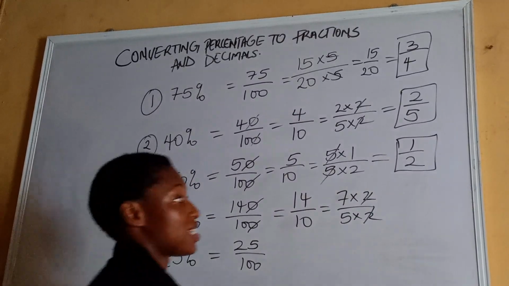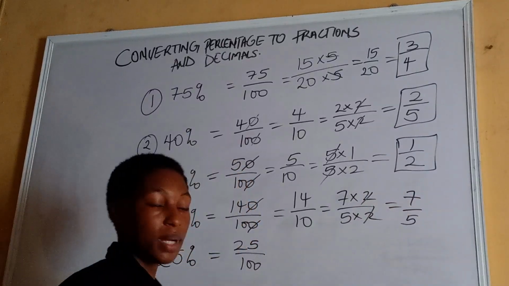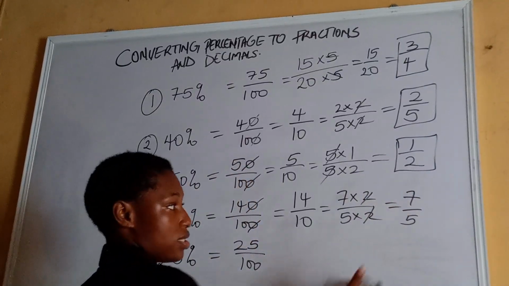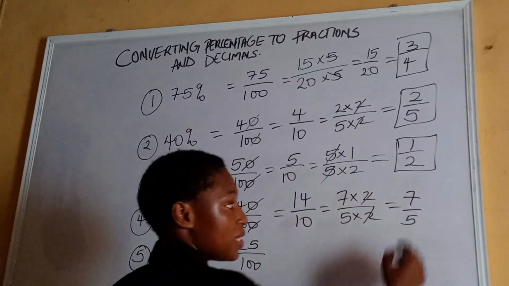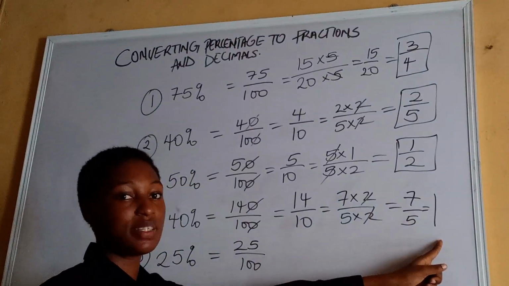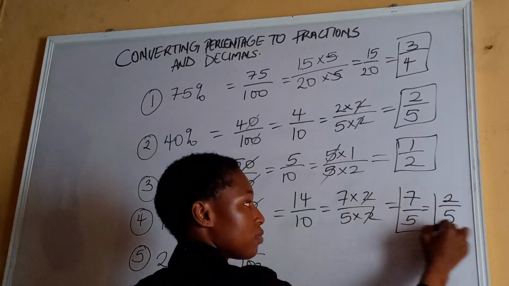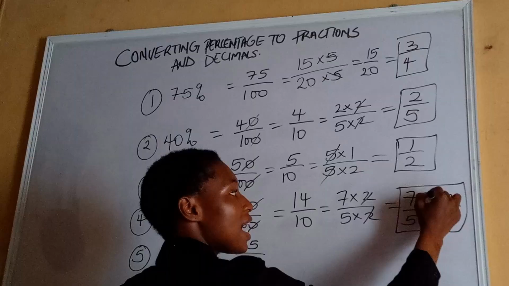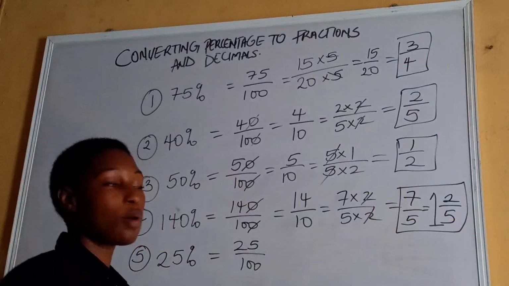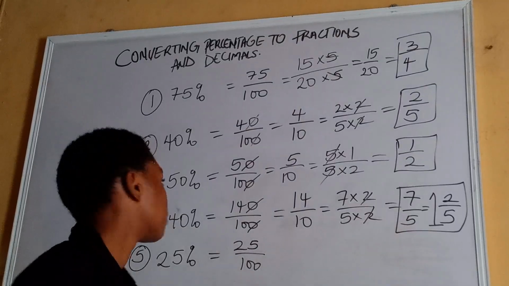And if you don't want to leave it as an improper fraction, you can also convert it to a mixed number. If you are converting to a mixed number, 7 can divide 5 how many times? 1 time. And what is the remainder? You have 2 all over 5. So you can either leave your answer in improper form or you can turn it into a mixed fraction.